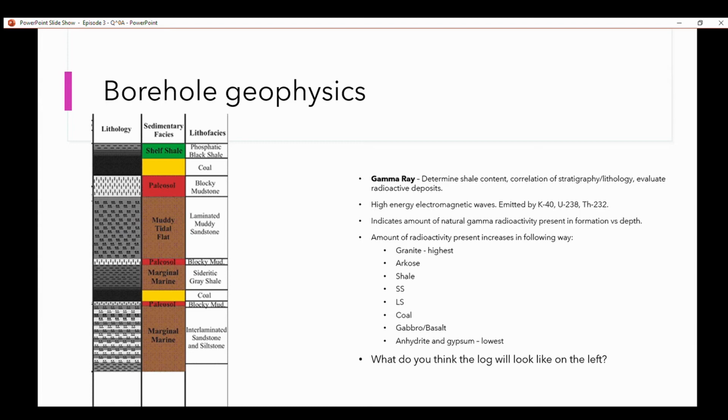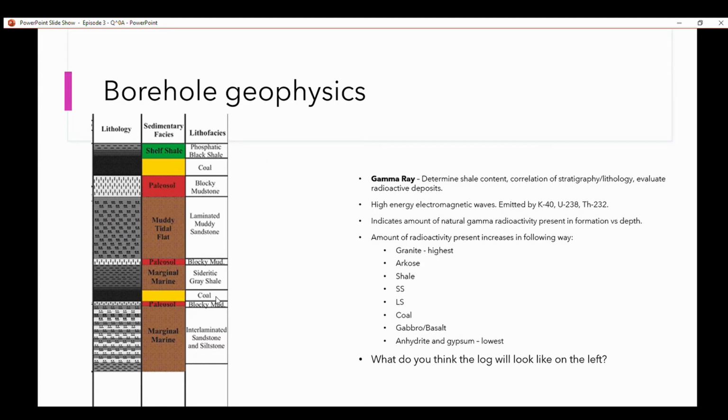Pretty much all the sedimentary rocks are in the middle. Shale, gamma ray is typically used for shale. So what do you guys think this log will look like on the left? Let's see. So shale should have a medium deflection. Paleosol, that should have about the same, maybe a decrease.